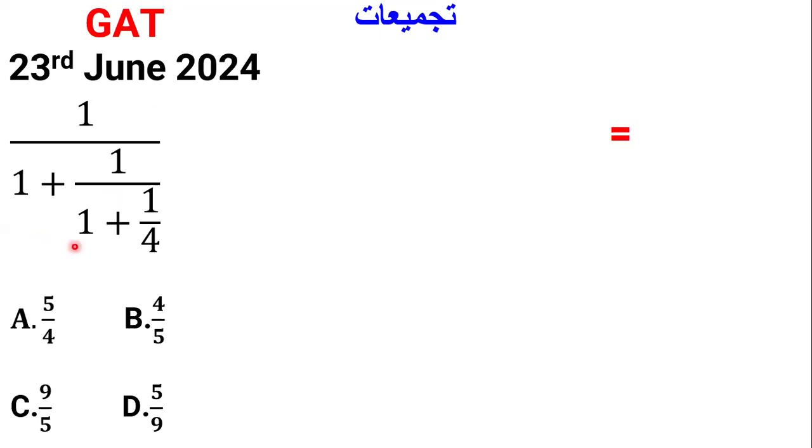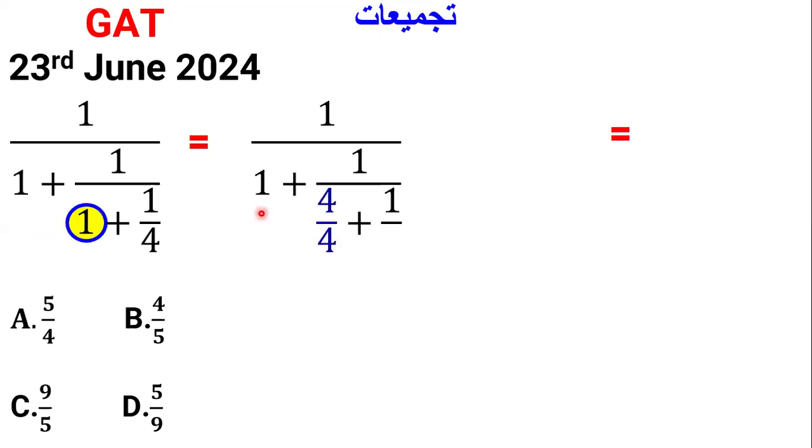The first step, we need to add these two fractions, 1 plus 1 over 4. To add two fractions, we need to express them with the same denominator. Here we have 1, therefore, instead of writing 1, I can rewrite it as 4 over 4. So we can add the two fractions. Now, 4 over 4 will be the same as 1.